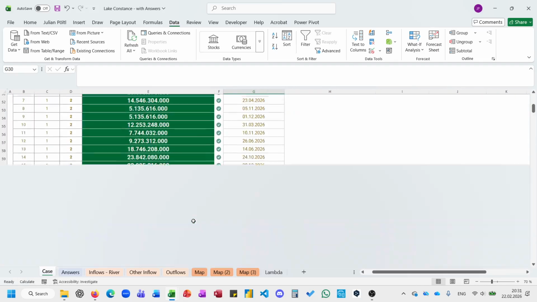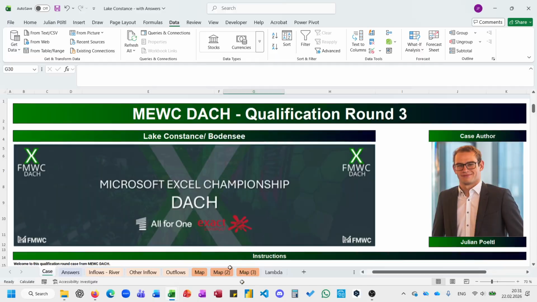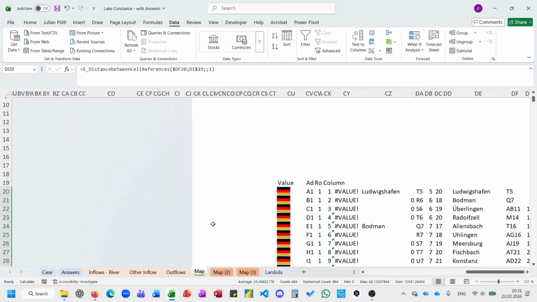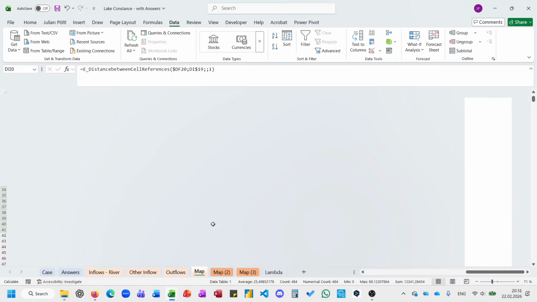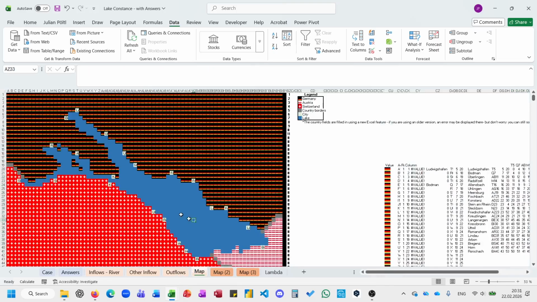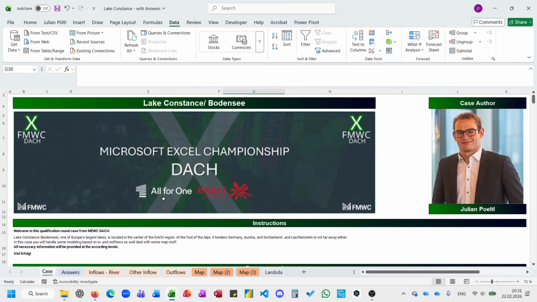So under 30 minutes, that's good. I hope you like the case. I thought, what is something that at least all German-speaking countries from the DACH region can relate to, and this is the Lake Constance. So yeah, I hope you like this case. Might be a little bit too much math again after underground mining, but yeah, hope you liked it.